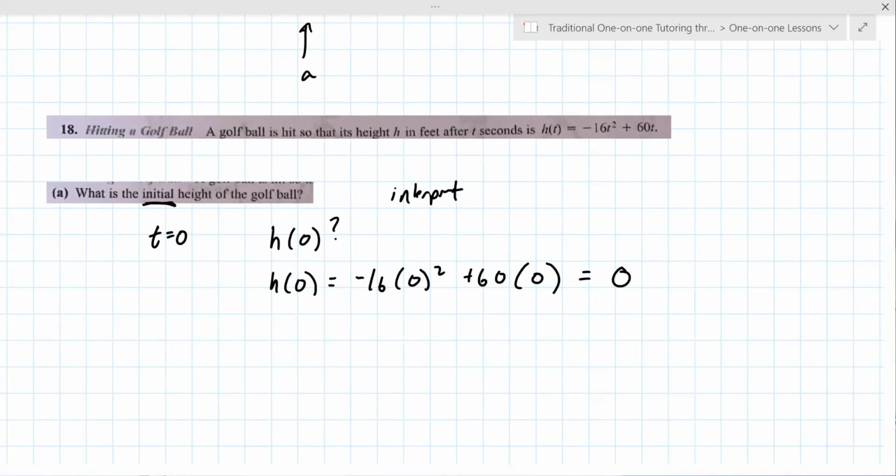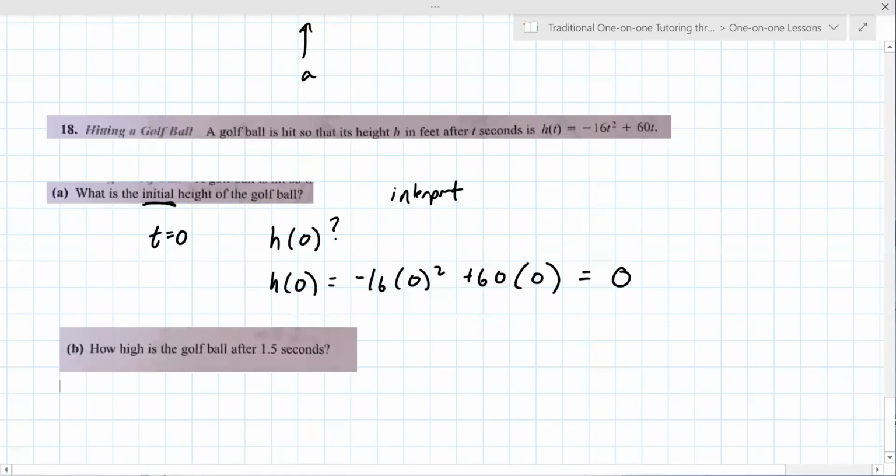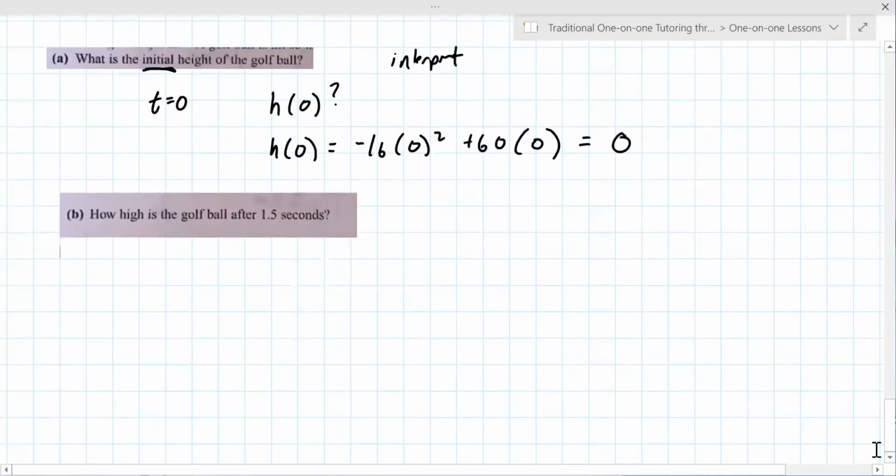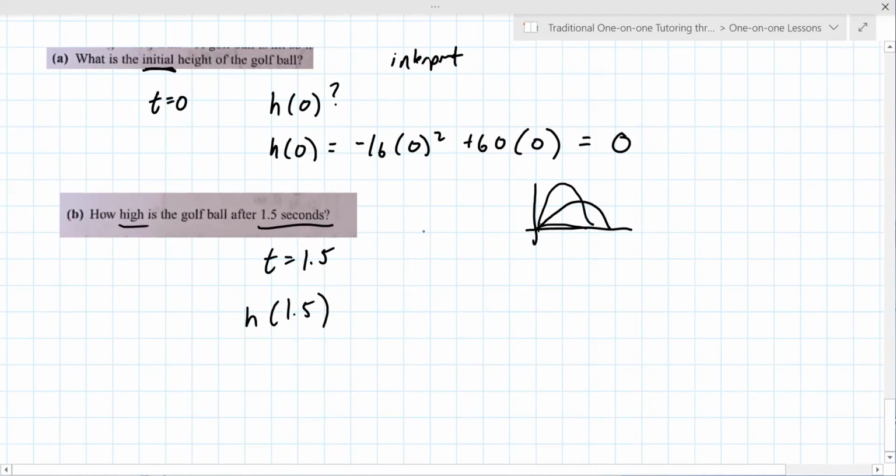All right. B, how high is the golf ball after 1.5 seconds? So you hit a ball and later on it's up in the air. Like if you were to graph the trajectory of the golf ball, it goes up and comes down. Maybe yours looks more like that. Well, who knows, right? But 1.5 seconds later, t equals 1.5. Your height is h of 1.5. You're putting 1.5 into the original function.